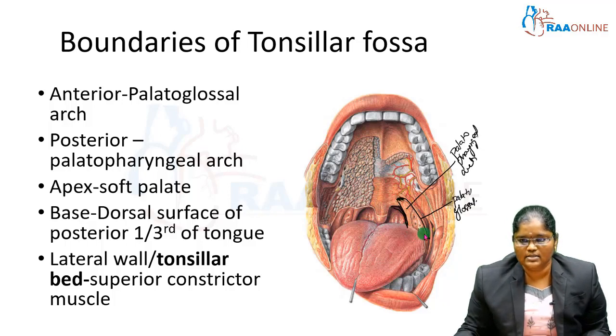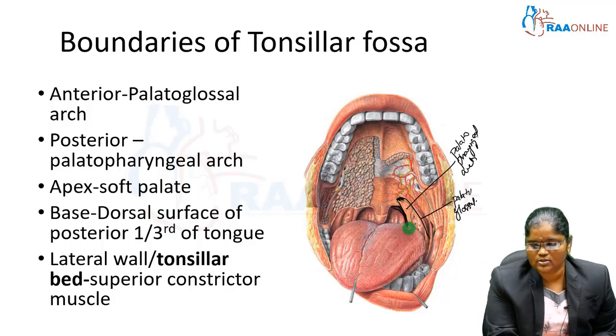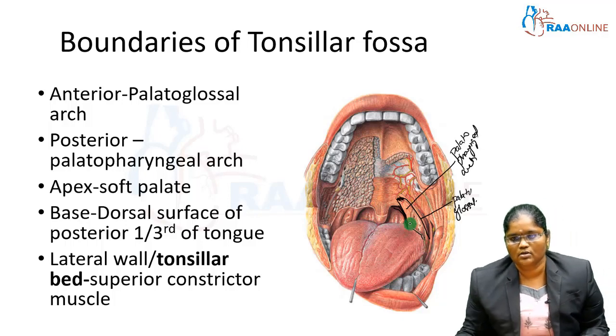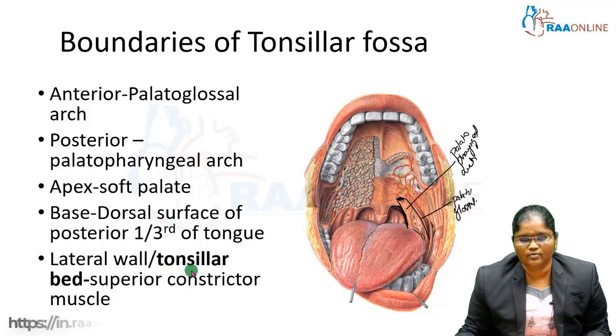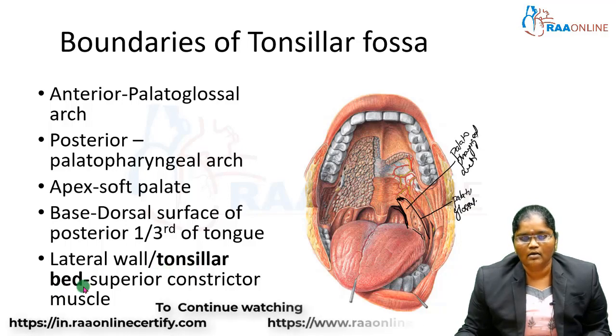And this is the base. So the base of this palatine tonsil is formed by the dorsal surface of the posterior 1/3 of the tongue. And the lateral wall is otherwise called the tonsillar bed. It is mainly formed by one important muscle, the superior constrictor muscle of the pharynx.